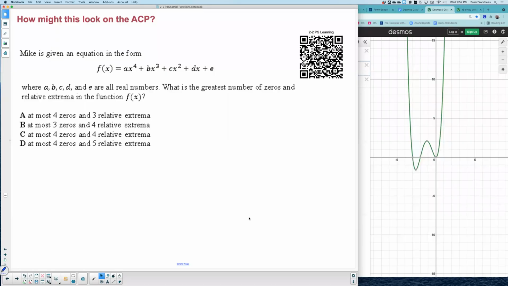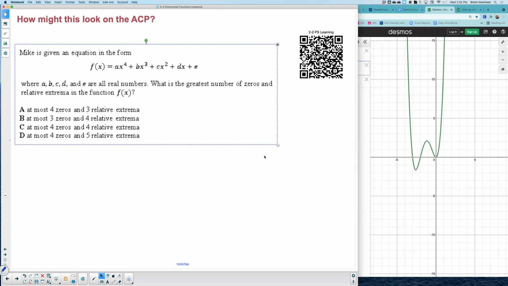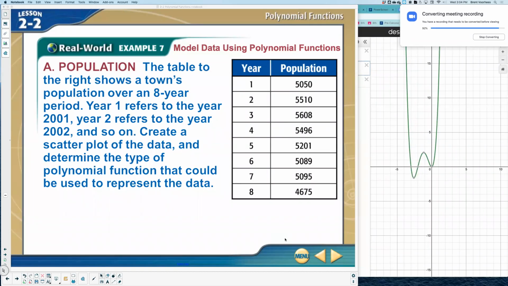All right, now we're going to finish up looking at this ACP problem. It says Mike is given this equation. I apologize, mine is blurry here. Let me try to zoom it. I didn't clear it up too much, but it has this equation and it says where A, B, C, D, and E are all. All right, let's take a look at example 7.